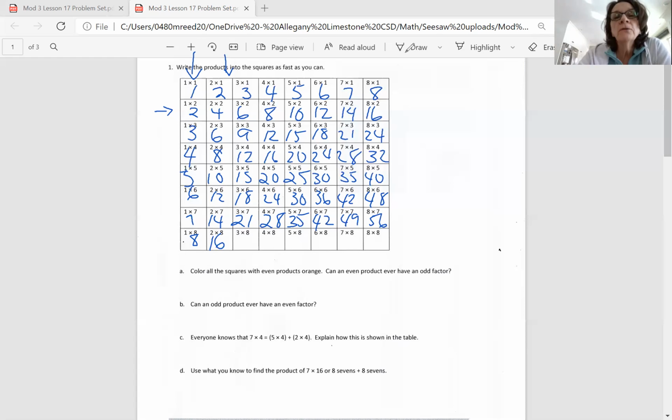So if it's easier for you to do it like this, to fill in that last row as opposed to trying to sing your songs for the 8s, you can. So we have 3, 6, 9, 12, 15, 18, 21, 24, 4, 8, 12, 16, 20, 24, 28, 32, 5, 10, 15, 20, 25, 30, 35, 40, 6, 12, 18, 24, 30, 36, 42, 48, 7, 14, 21, 28, 35, 42, 49, 56. And then our last one, 8, 16, 24, 32, 40, 48, 56.